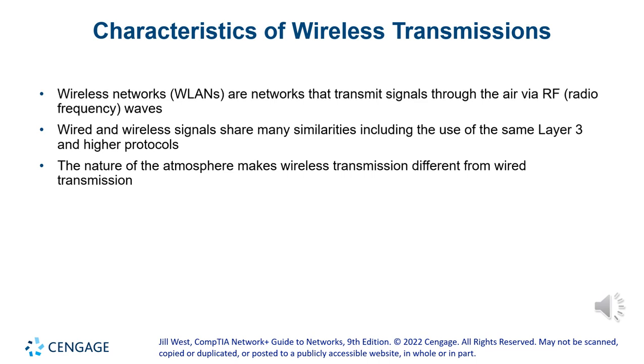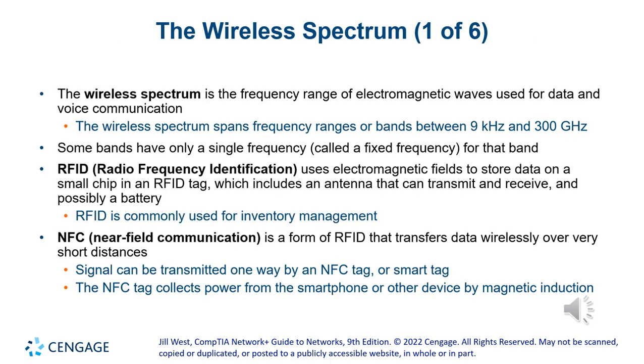So we'll go into that, and also we'll see how the communication changes from wire to wireless and the challenges that you have with wireless communication. So the wireless spectrum is the range of frequencies that you can use for data communication. The spectrum ranges from 9 kilohertz all the way to 300 gigahertz.